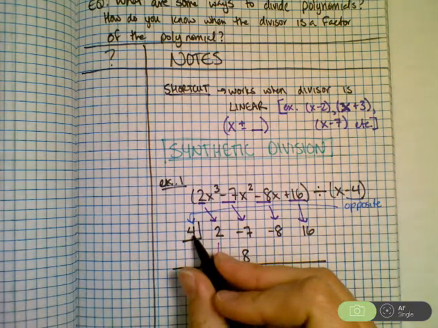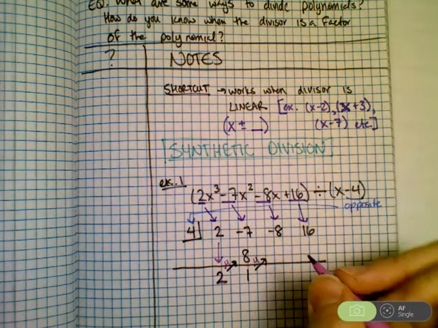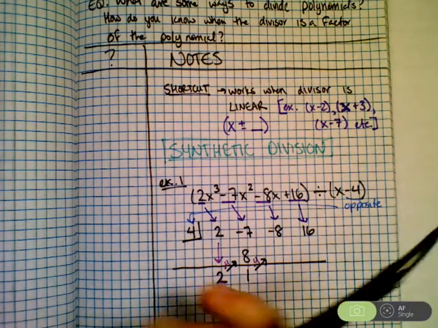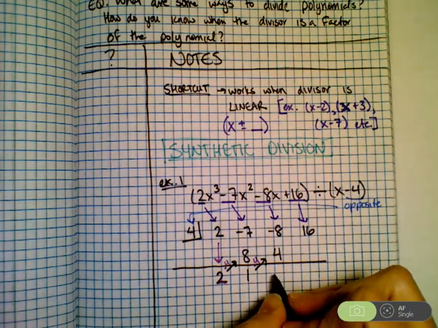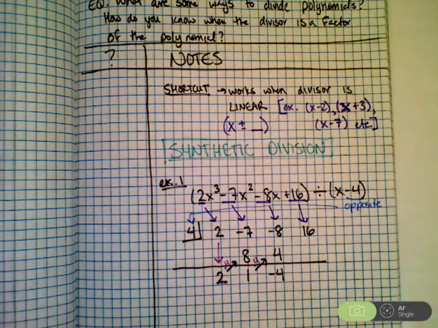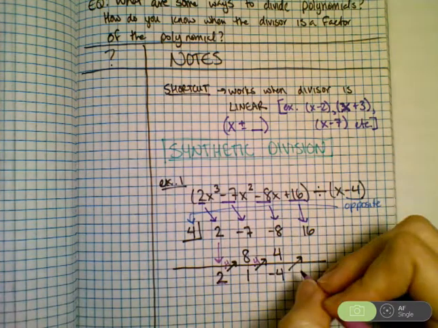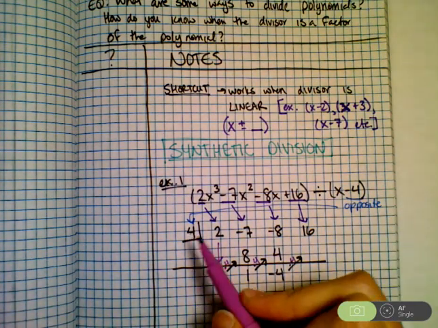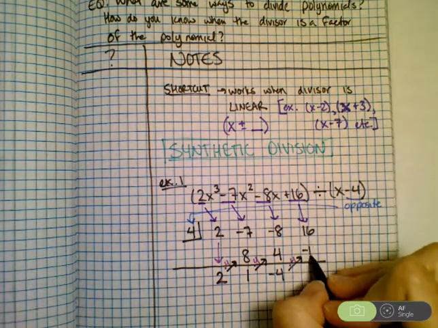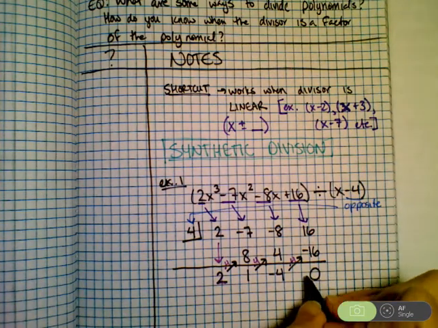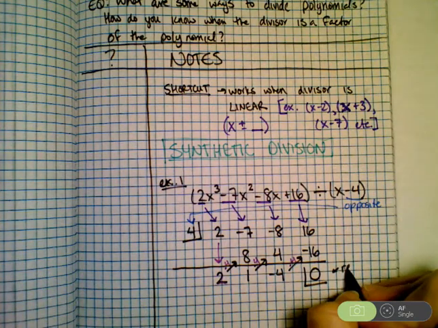Now we multiply again. So we take this 1, and again we're going to multiply it by 4. We're always multiplying by this number on the outside. 1 times 4 is 4. We add again. Negative 8 plus 4 is negative 4. We multiply again. We multiply the negative 4 by positive 4. Again, that comes from here. Negative 4 times positive 4 is negative 16. We add those and we get a 0. We always put this answer in a box because the answer is going to be our remainder.